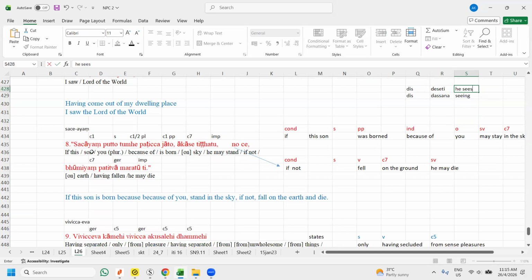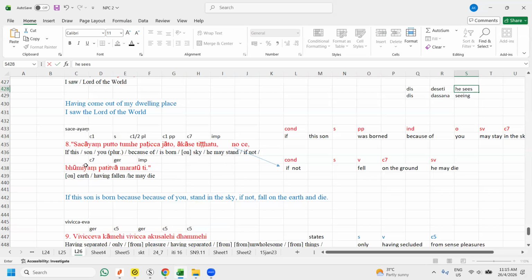Now, this is another compound, especially when you see a long A. Sacce ayam putto, tumhe, and then paticca jato. There is no comma here, so, akase kitantu. In the book they put a comma so that it's okay. And then you see bhumiyam. This word should be bhumi. Normally iyam is located.